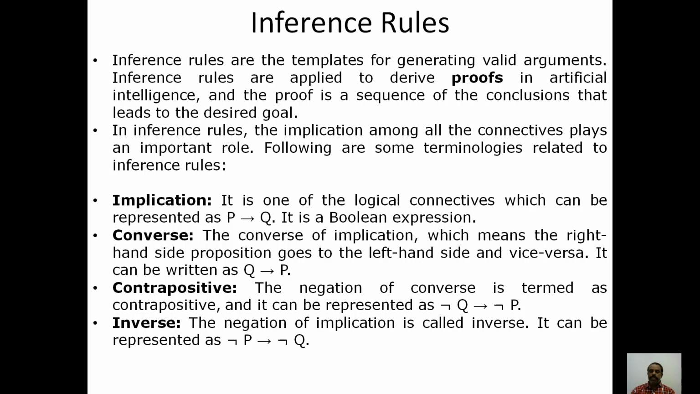Contrapositive. This is the negation of converse. So if you negate the converse, we obtain the contrapositive, that is not Q tends to not P. And the negation of implication is the fourth rule, which is nothing but the inverse, which specifies not P tends to not Q.